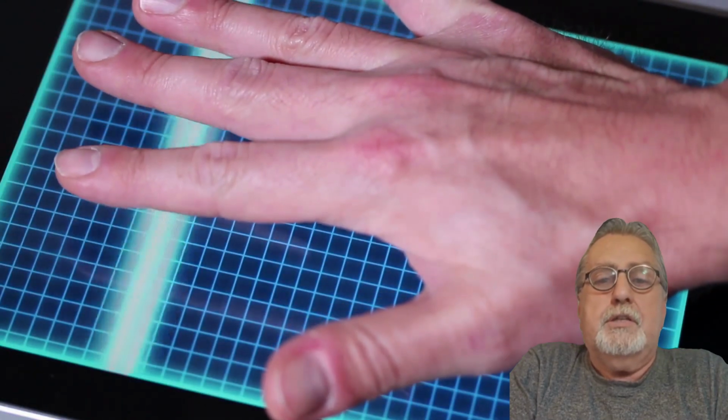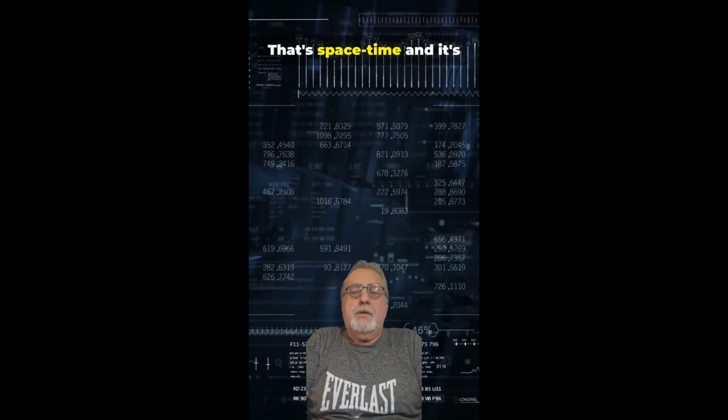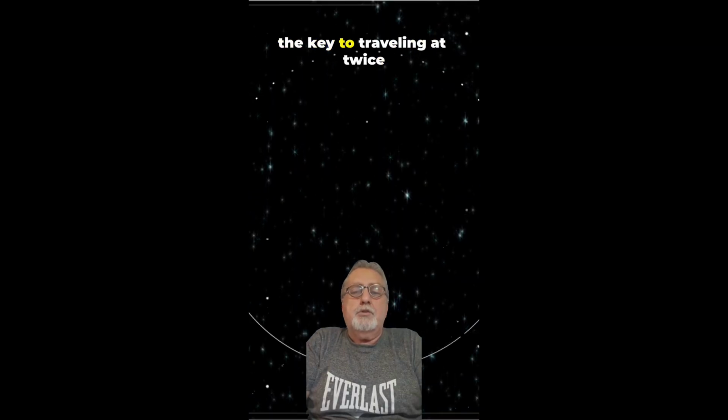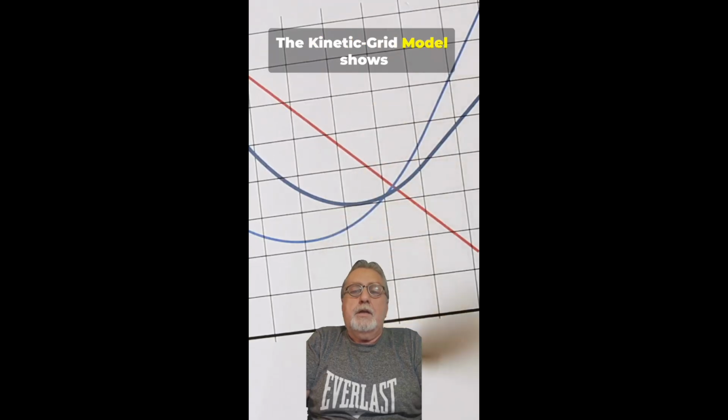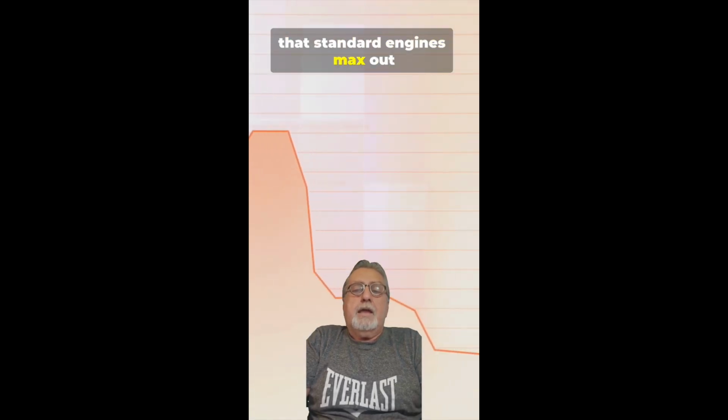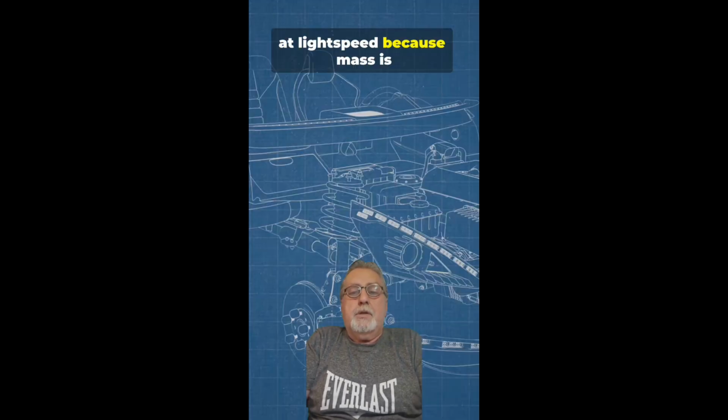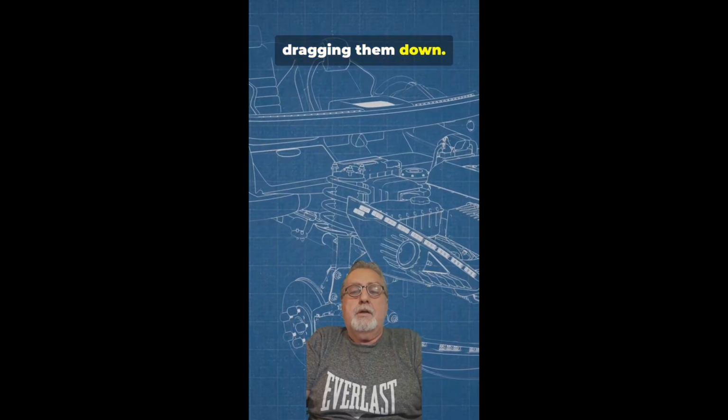In short, a massless grid, a timed refresh, gravity as flow, motion as negotiation with an unchanging stage. Treat the stage with zero resistance and you change the game. This grid, that's space-time, and it's the key to traveling at twice the speed of light. The kinetic grid model shows that standard engines max out at light speed because mass is dragging them down.